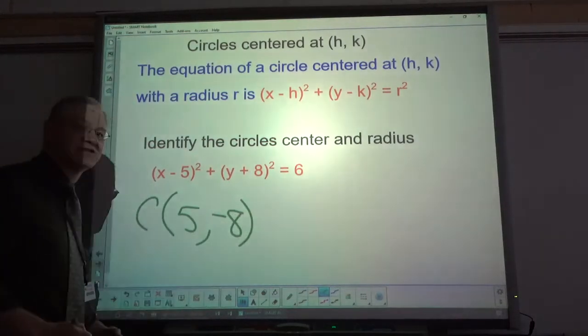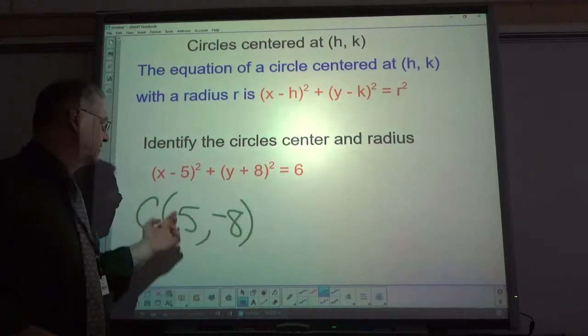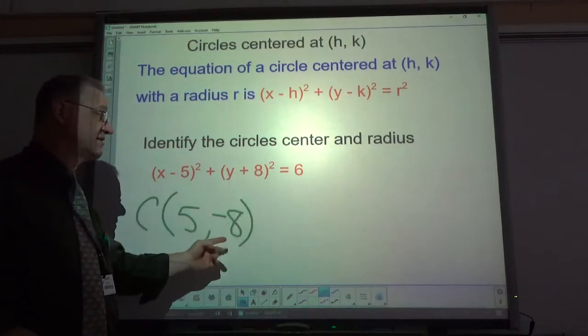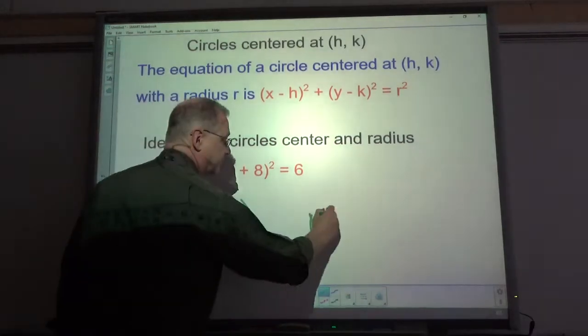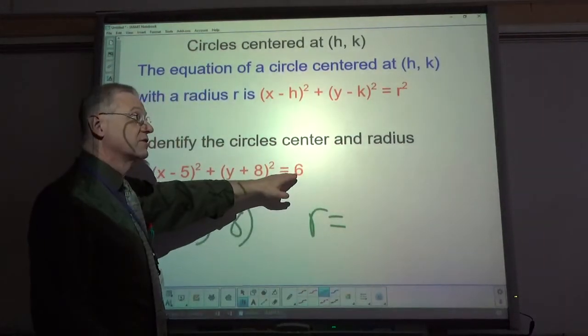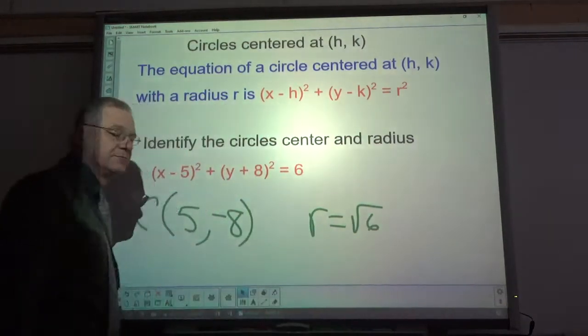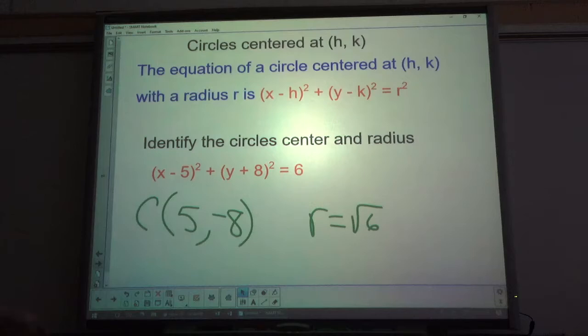Or you can just say to yourself, it's opposite what it looks like. This looks like negative 5, so it's positive. It looks like positive 8, it's negative. The radius is the square root of r squared, so the square root of 6, and that cannot be simplified, so we're done.